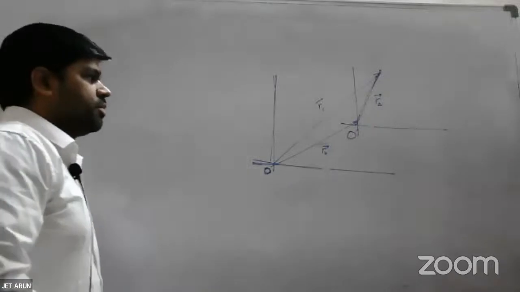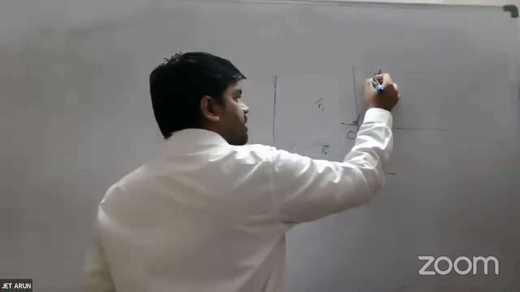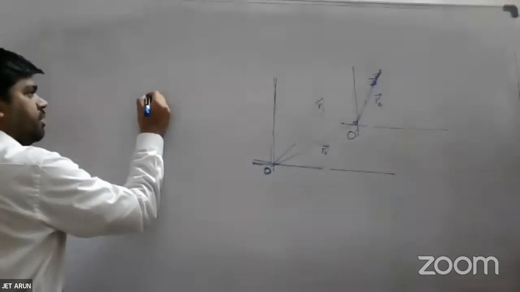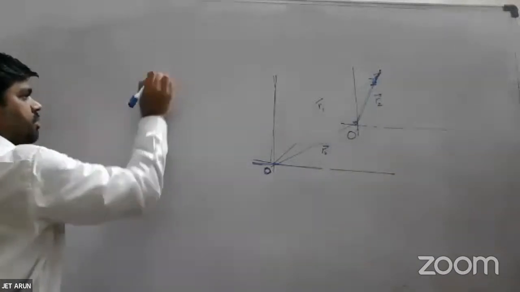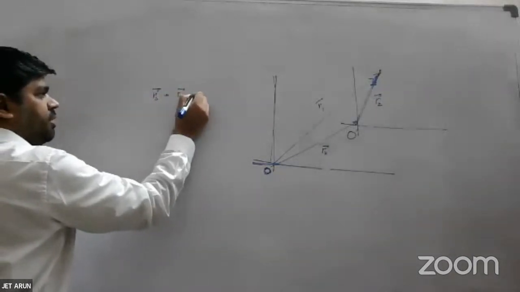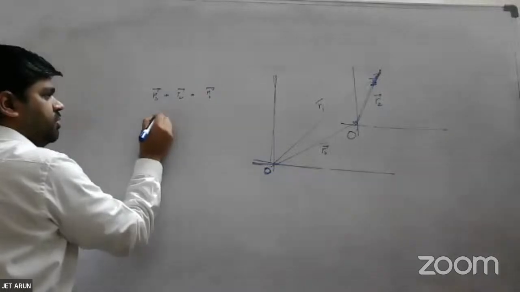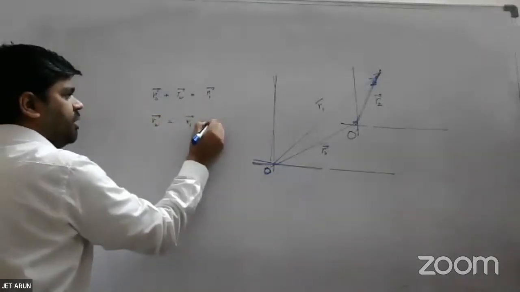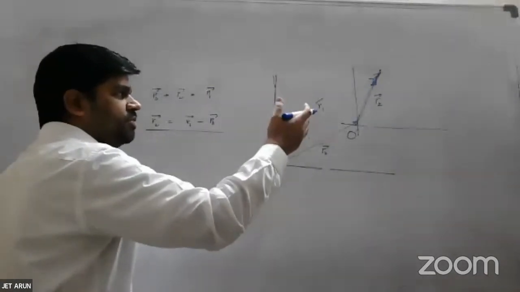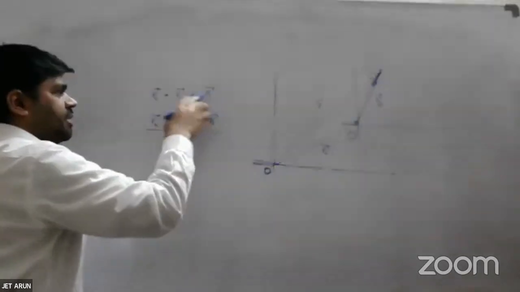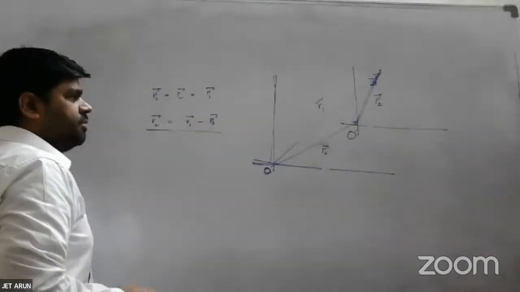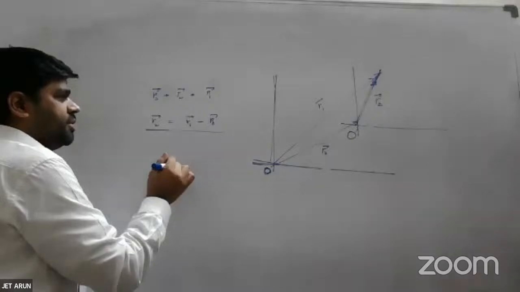Right. Now, if I see the triangle, R0 plus R2 bar is R1 bar. So R2 bar is R1 bar minus R0 bar. All I've done is I've drawn the position vectors, seen the triangle, written the vector equation for the triangle diagram, and then I've rearranged it. R2 bar is equal to R1 bar minus R0 bar.